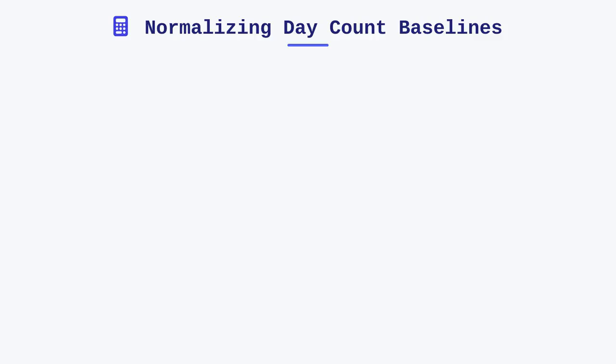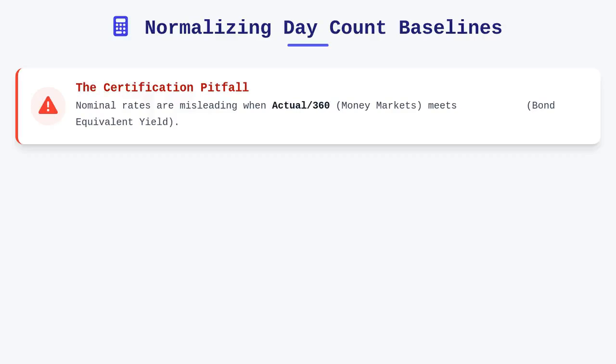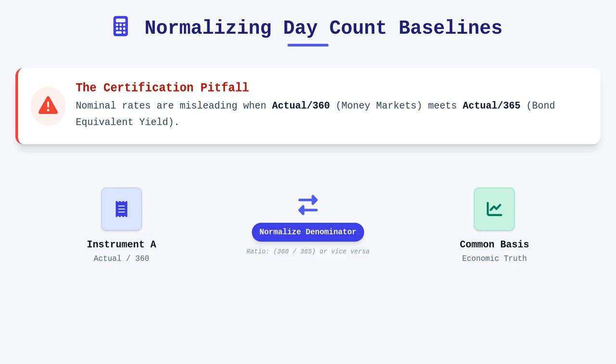The actual mathematical conversion between these baselines is where most candidates lose points on the certification exam. If you are comparing a money market instrument using actual/360 against a bond equivalent yield using actual/365, you cannot simply look at the nominal percentage rates. To reach an accurate comparison, you must normalize the accrual basis by converting the yield into a common denominator. This involves adjusting the interest amount by the ratio of the day count conventions, effectively stripping away the convention-specific bias to reveal the true economic return.